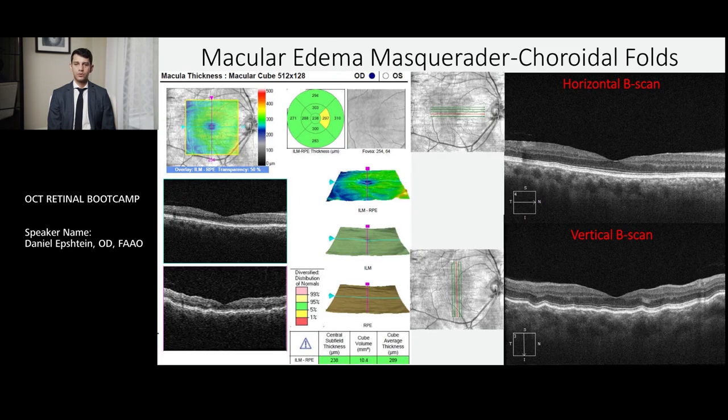And then choroidal folds, we already looked at it. Again, it could be a macular edema masquerader, but there's no net here. There's no hyperreflective lesion that you can see. It's really just the RPE sort of undulating and then affecting the retina above it very minimally.